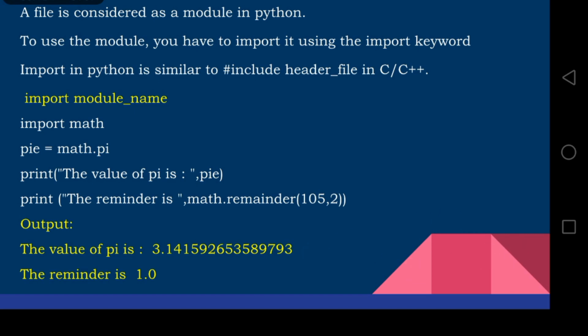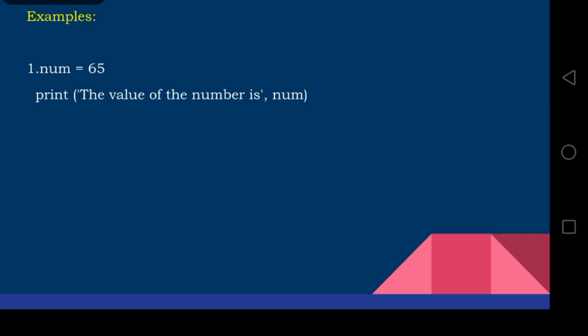Now let us see in the next slides some examples of how to use the input output statement. Here the first example is num is equal to 65. As we know, we don't declare the values in Python as int or float, but the type changes according to the values given. So now print the value of the number is num. Here num is 65, which is an integer value. No need to mention the type, with the value itself the variable is assigned. Now the output is the value of the number is 65. This is one type of simple print statement.